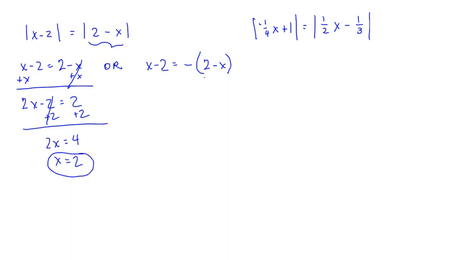Let's try this one. x minus 2 equals negative 2 plus x. And then I'm going to subtract x from both sides. Oh, watch this. Negative 2 equals negative 2. The x's drop out. There's not another solution here because this thing always works.